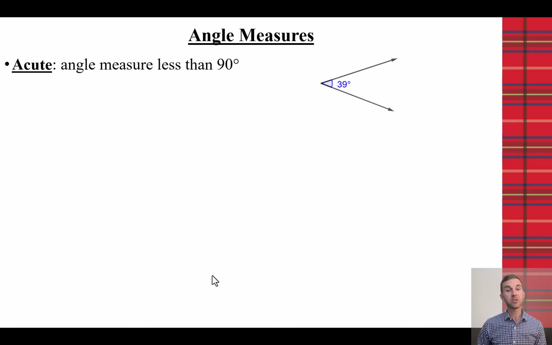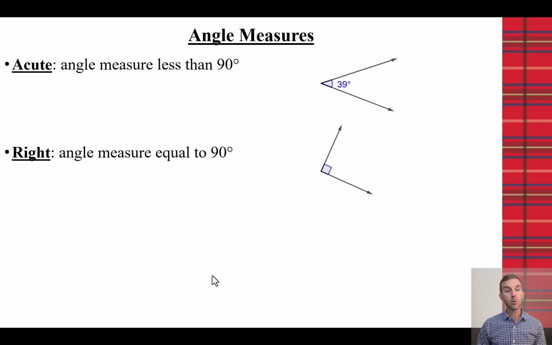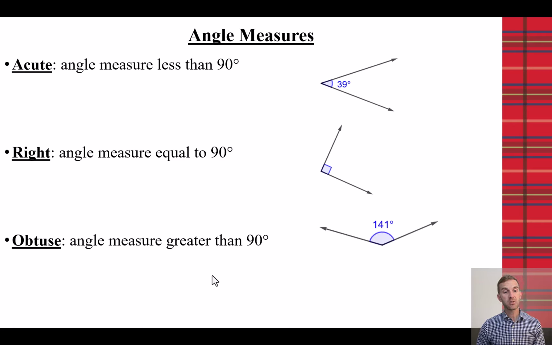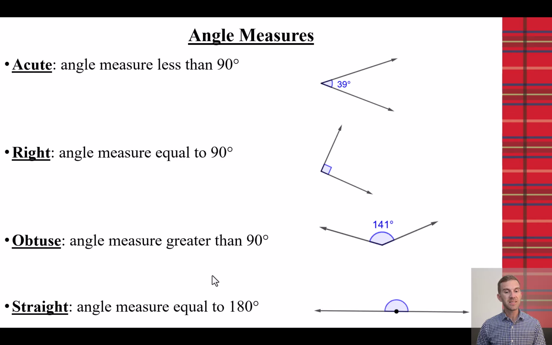Now, when we measure angles, we have four different types that are possible. An acute angle measures less than 90 degrees. A right angle measures exactly 90 degrees. An obtuse angle measures greater than 90 but less than 180. That is important because if it is exactly 180 degrees, we call that a straight angle.